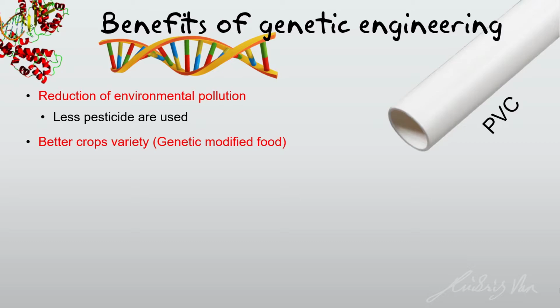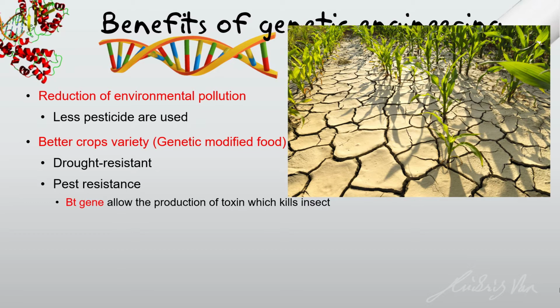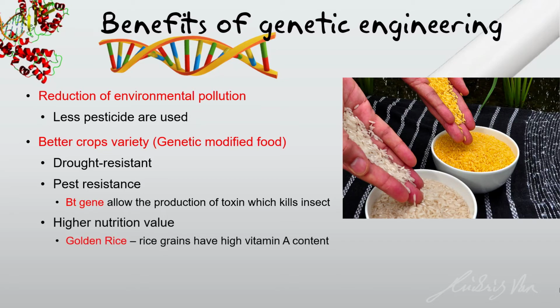So those crops are genetically modified food and they are resistant to drought. They also have pest resistance. For example, the Bt gene allows production of a toxin that kills insects. And because of this, we do not have to use pesticide which will pollute the environment. And better variety of crops also have higher nutrients. For example, golden rice. So the rice grain has high vitamin A content. So Bt genes as well as golden rice are examples of better crop variety.